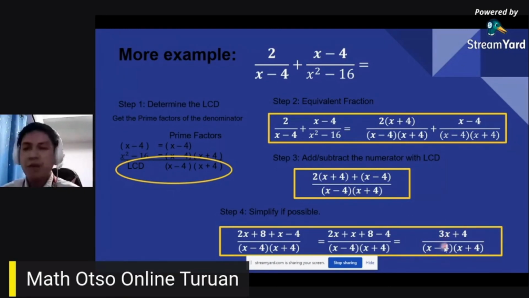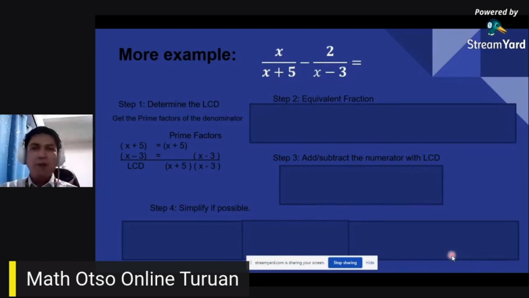Or pwede nyo ring isimplify yung denominator, which is x squared minus 16. Ayan. So that is how we add rational algebraic expression with different denominators. So, mag-sample tayo ng subtraction. O, mabilis na to. Subtraction na eh. Then, next na natin si Ma'am Alma para sa multiplication and division. So, take a look at the given.